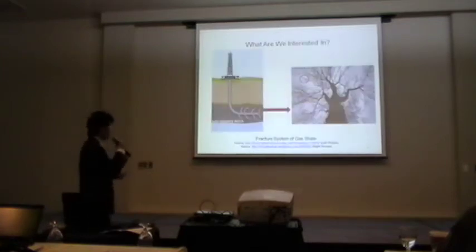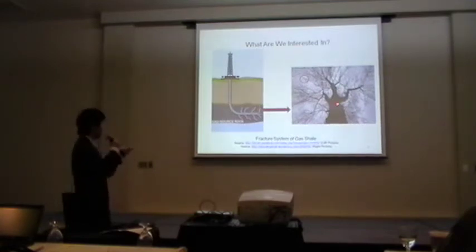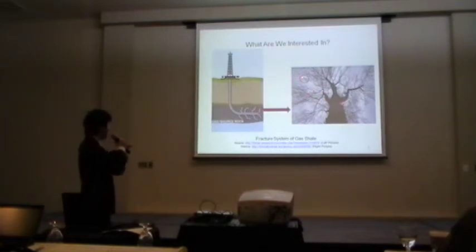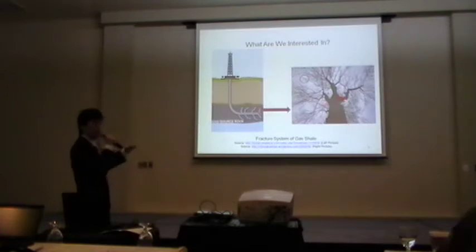Here's an example. I use a tree to illustrate the fracture network. The trunk of the tree is like the major fracture, and it has branches and smaller branches, and even smaller branches. So the natural gas in the reservoir has to travel from the micro fractures to macro fractures, and all the way to this trunk, which is the major fracture, and to be produced.